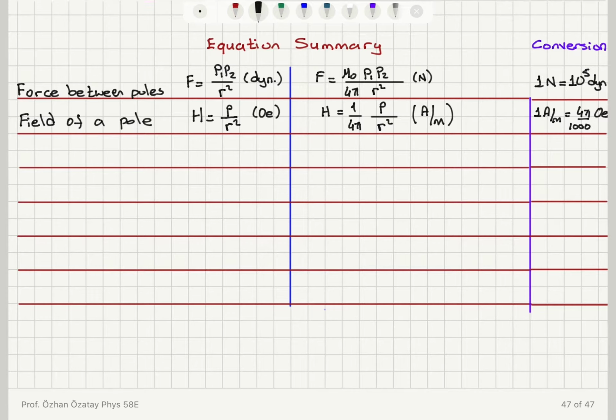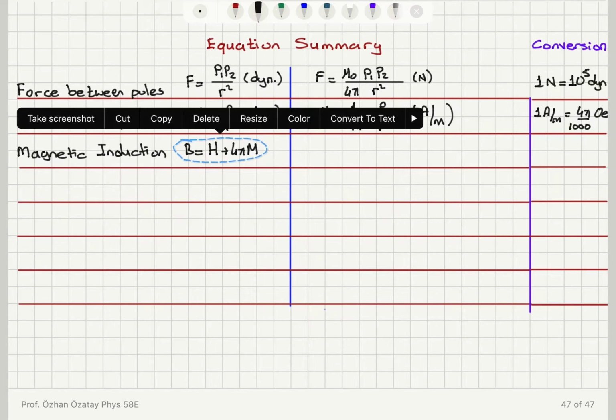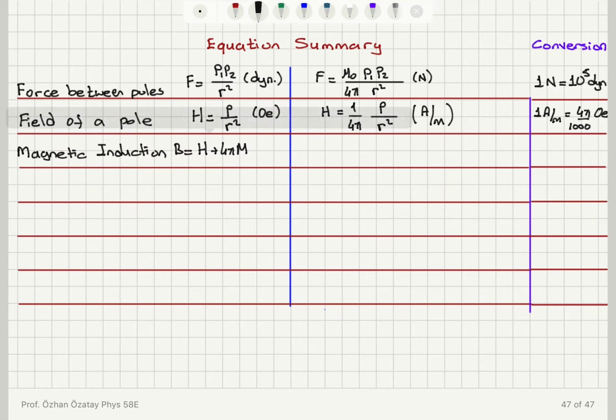We can talk about magnetic induction, the B field. Magnetic induction. In CGS units, the magnetic induction B is magnetic field strength H plus 4 pi M for most materials, and this is given in units of Gauss basically. So we have Gauss as the unit.